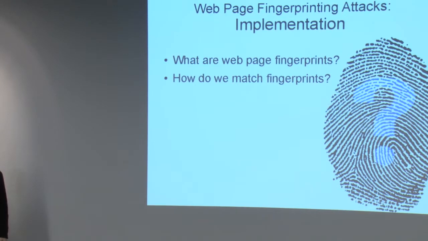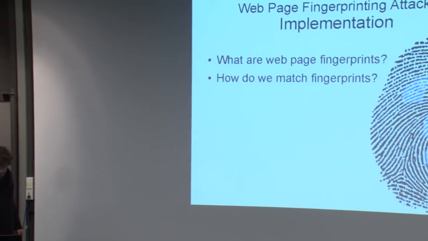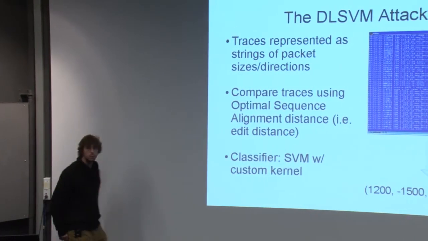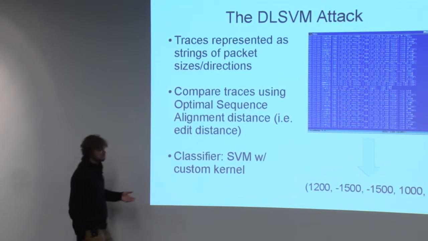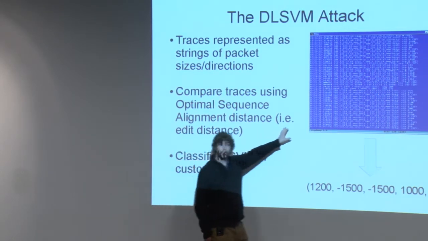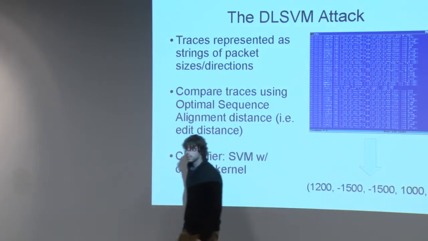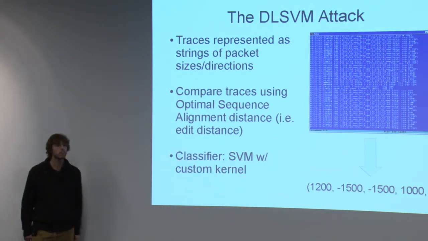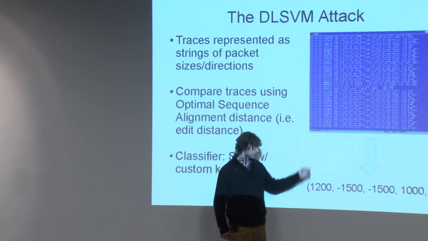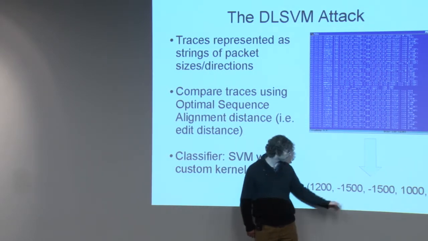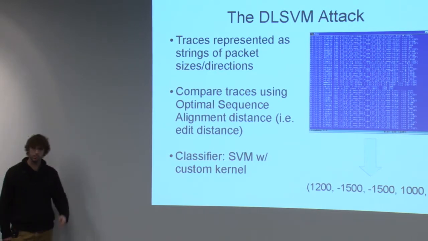So the big question is, what is a good fingerprint, and how do we tell what is a match between fingerprints? So we did something quite simple. We take as a fingerprint one of the first things you might think of, which is to record the packet trace that the victim transmits, and then just construct a string of numbers which indicate the size and direction of the packets in order. So what this indicates is that the first packet was a 1,200 byte packet, and it was traveling, say, upstream. Maybe it was a request. Then the next packet was a 1,500 byte packet coming downstream. Then there was another one. Then there was a 1,000 byte upstream packet, and so on. The actual inter-packet timings we just throw away in this attack.